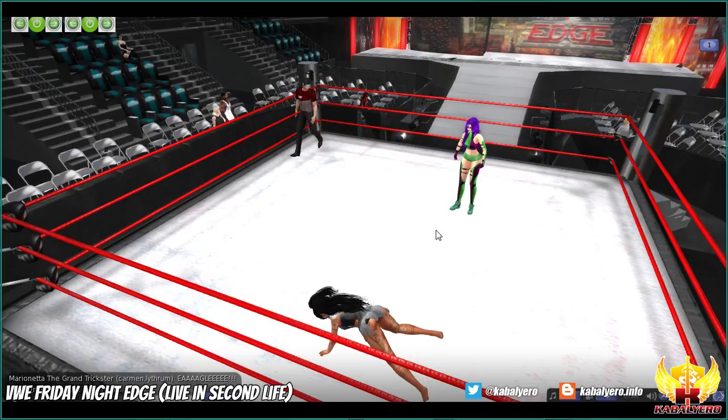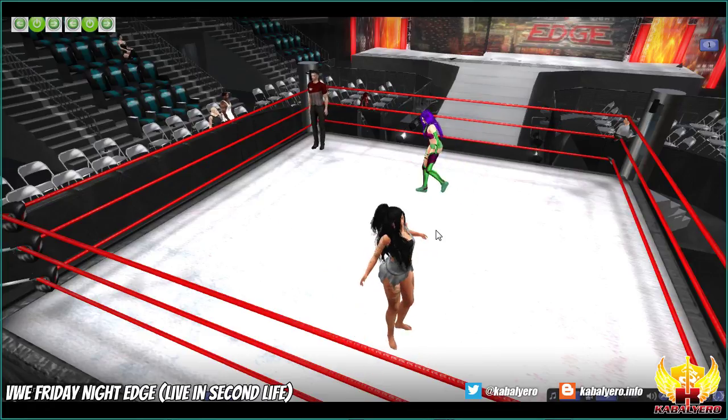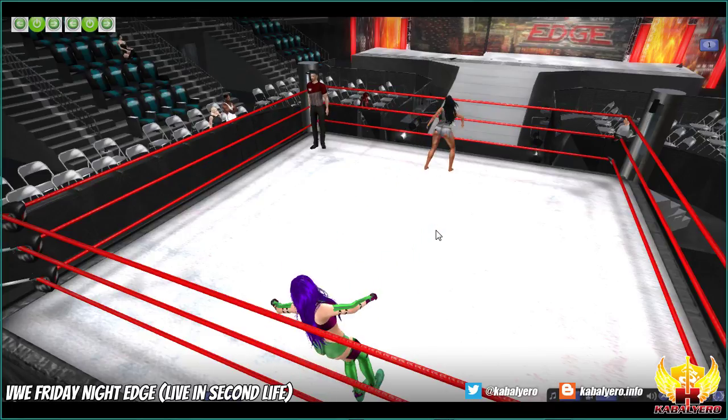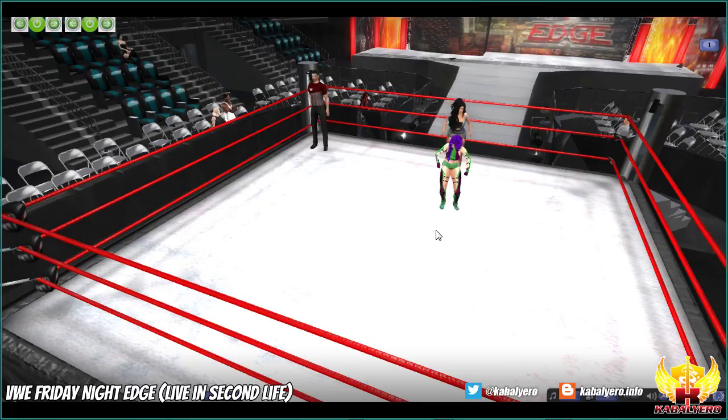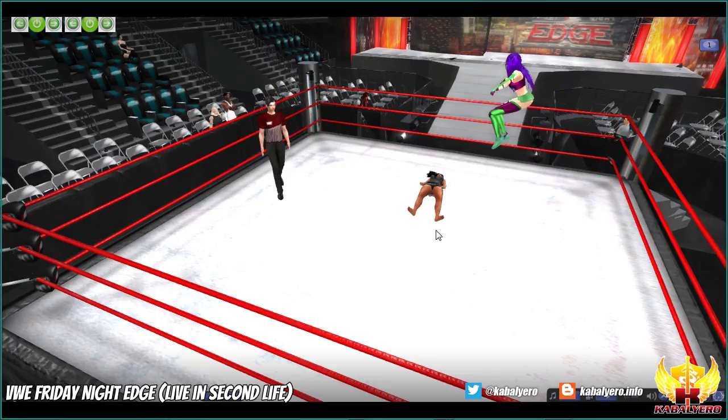I'm not sure if that is even doable in real life. It would be a really freaking amazing move if anybody can do that in real life. She did it like 3-4 times, and now Nadie is groggy. Okay, so something is happening. I guess there was a counter, and Marionetta was able to dodge the punch, and now she countered again, and now Nadie is down on the canvas.